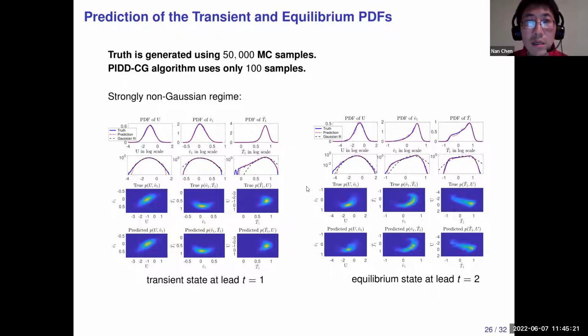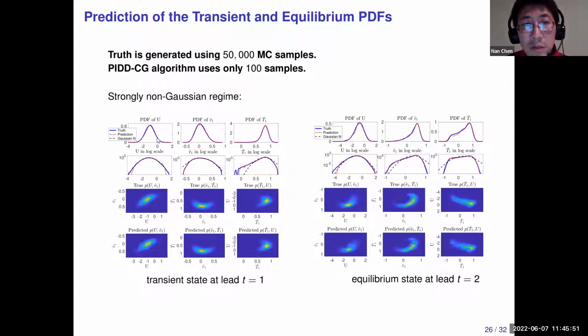Then based on that, we can try to recover the entire non-Gaussian PDF. And for the purpose of comparison, we also show the results using Monte Carlo simulation. But the difference is that when we generate a truth based on Monte Carlo simulation, we use 50,000 samples, but in our algorithm, we only use 100. And here you can see the blue one is the result from the Monte Carlo simulation, while the red one is the result from our new method.